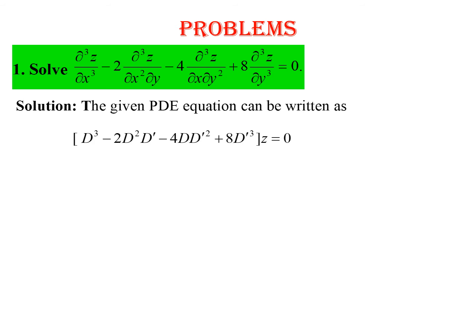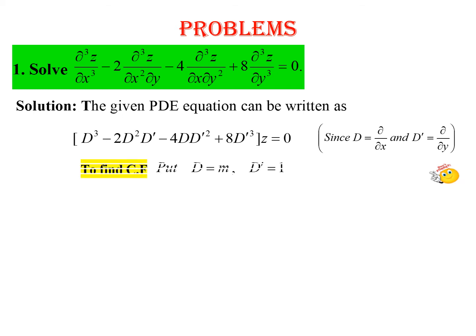D cube minus 2D squared D dash minus 4D D dash squared plus 8D dash cube. What we have done here, we have replaced dou by dou x as D and dou by dou y as D dash. Remember, this is the notation.